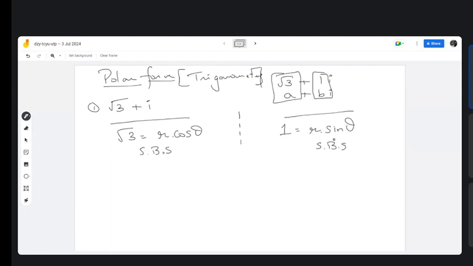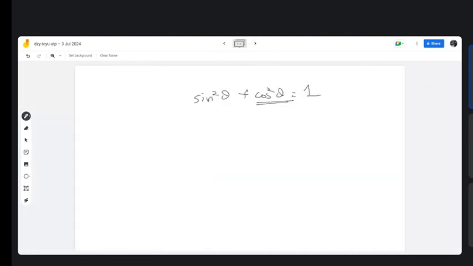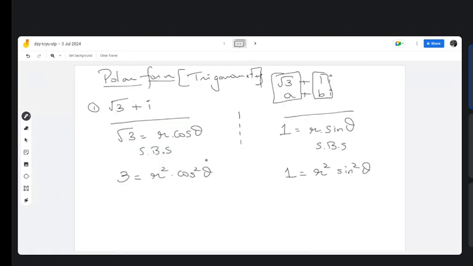After squaring on both the sides, the left-hand side becomes what? Root 3 square, which is nothing but 3. Here, right side becomes r square cos square theta. Here it becomes 1 as it is equal to r square sin square theta. Now compare both the equations. To get my identity, which says sin square theta plus cos square theta, I'm supposed to add both the right hand sides here. Only then I'll be able to get the required identity.